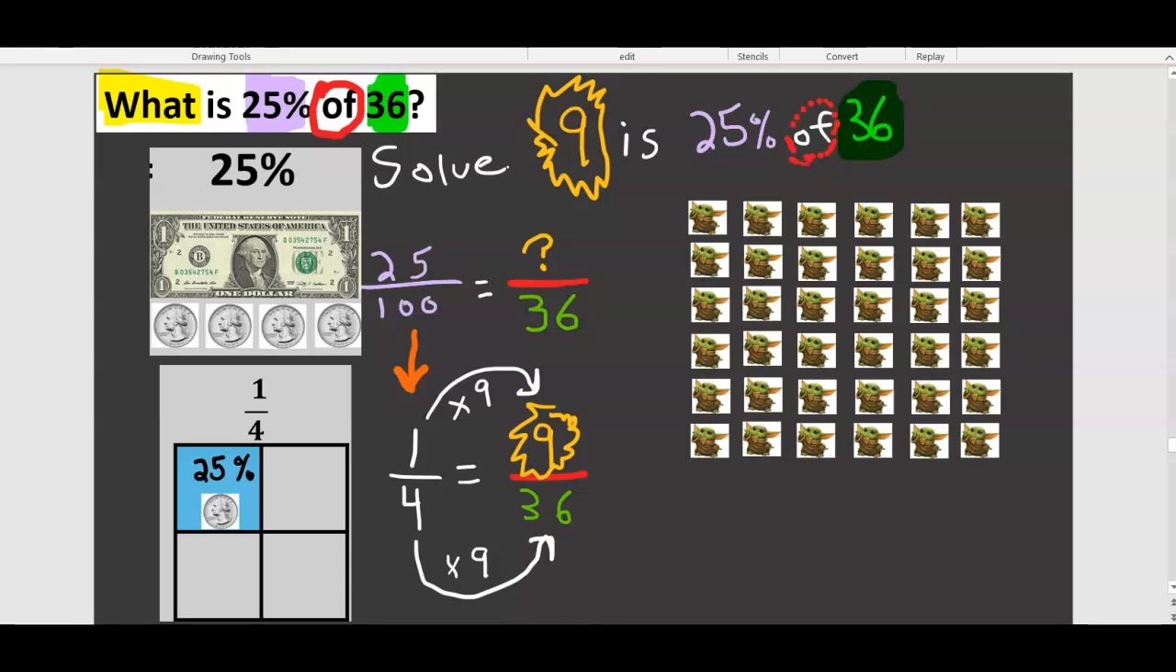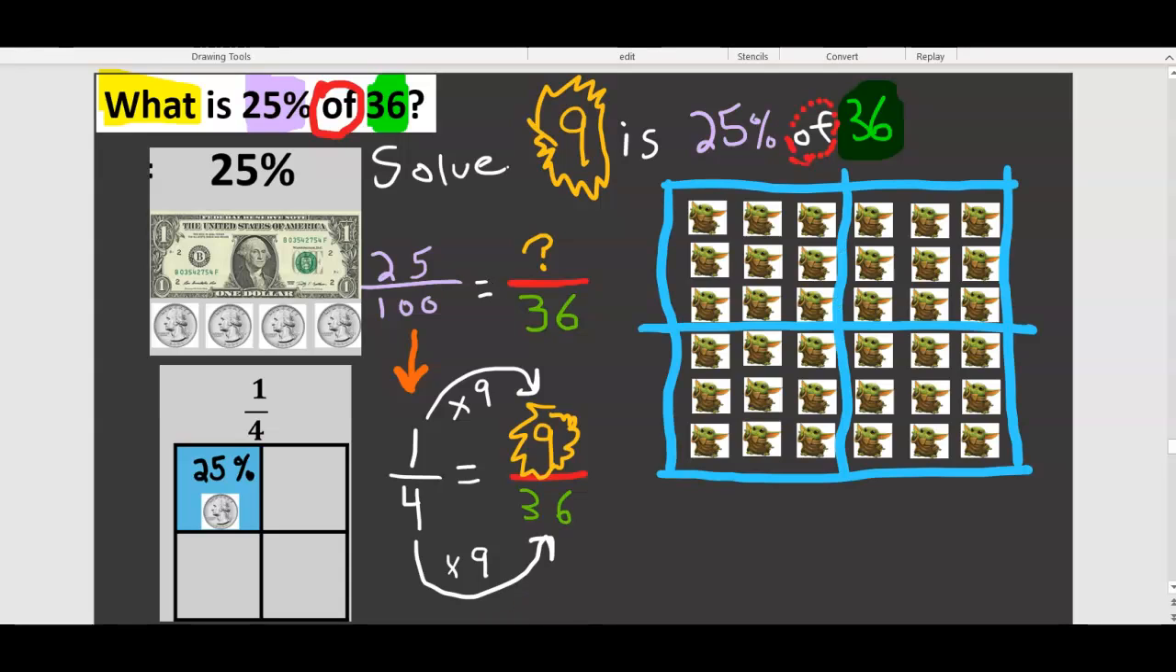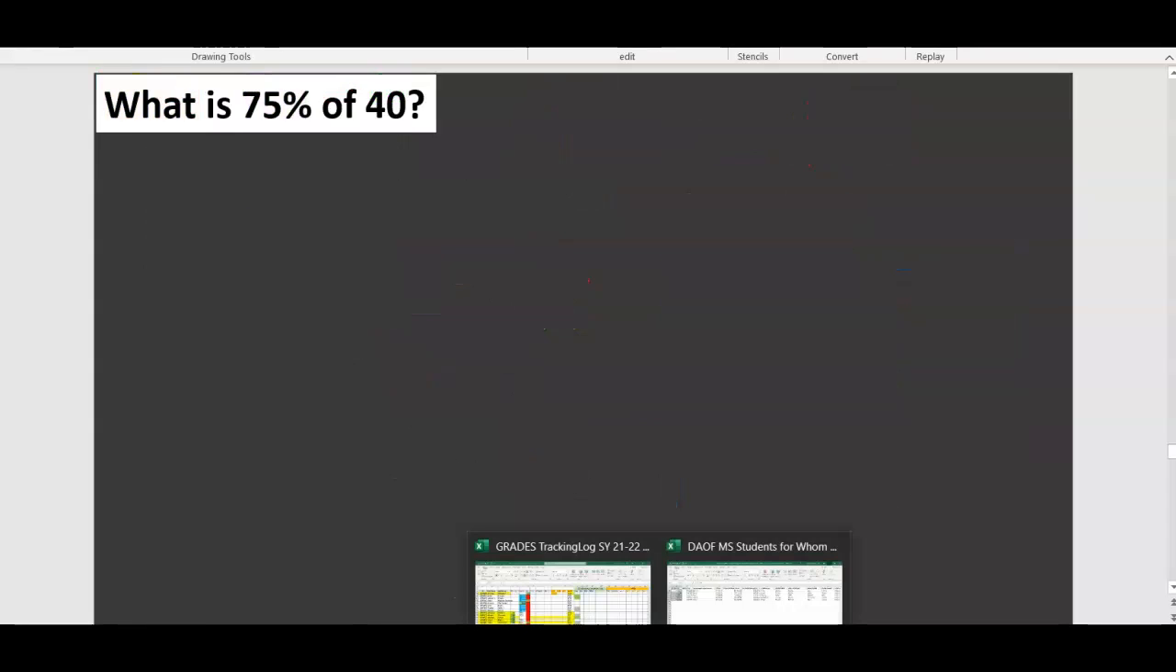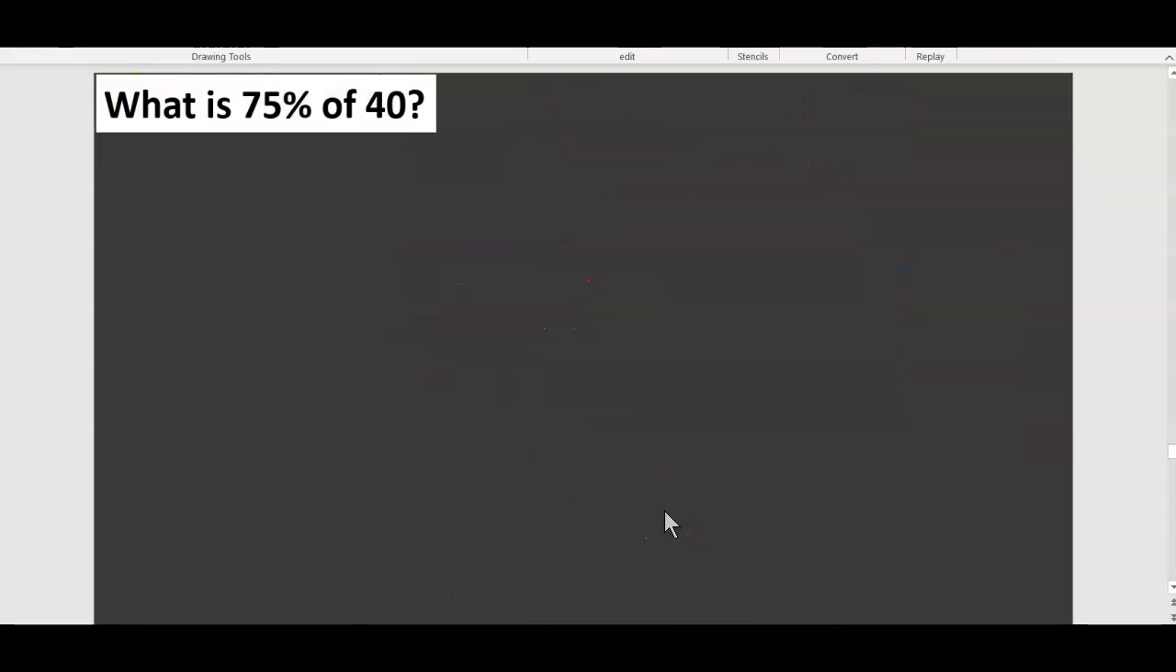But you could do it this way too. This is fun. See, divide it into fourths, 36 of them. There it is, 9. So there's your 25%. 1/4 is 9. What is 75% of 40?